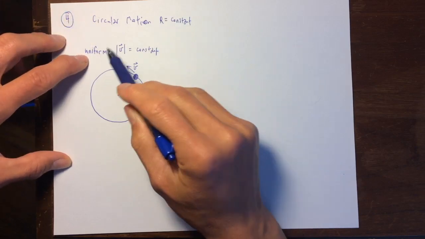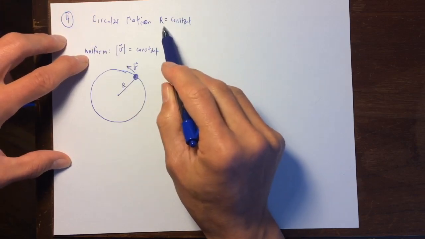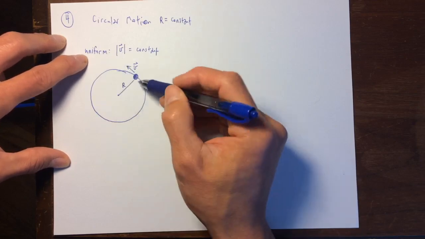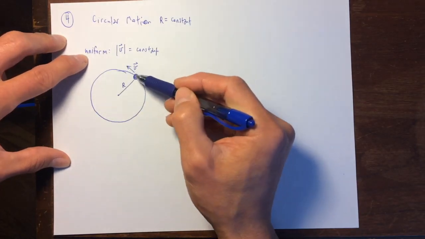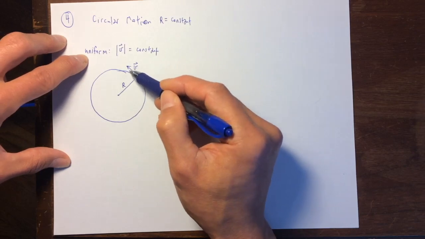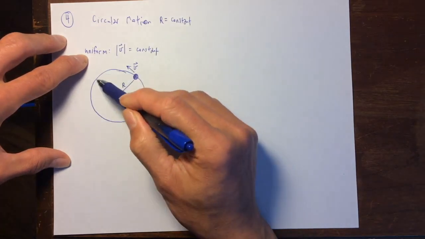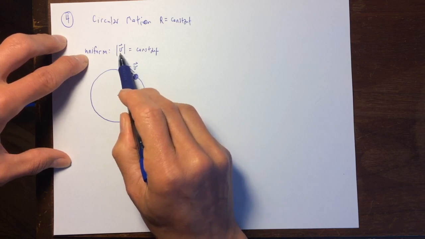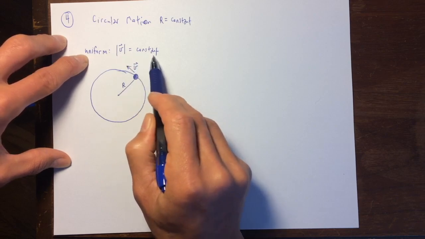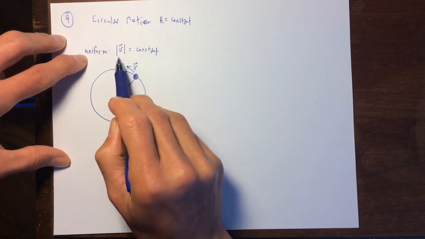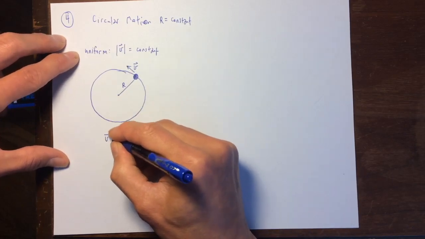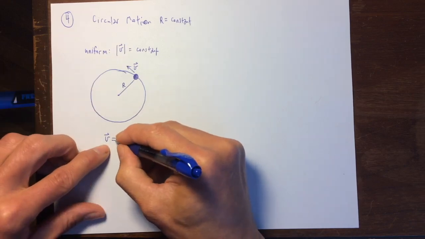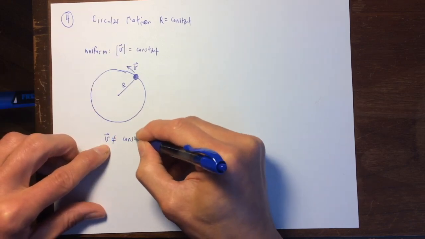Uniform circular motion doesn't really have to do with that R. It has to do with the fact that if you are in uniform circular motion, this little object is moving with a constant speed, right? So the magnitude of the velocity vector is always the same value. The velocity vector, though, it may have a constant magnitude, but it is definitely not constant.